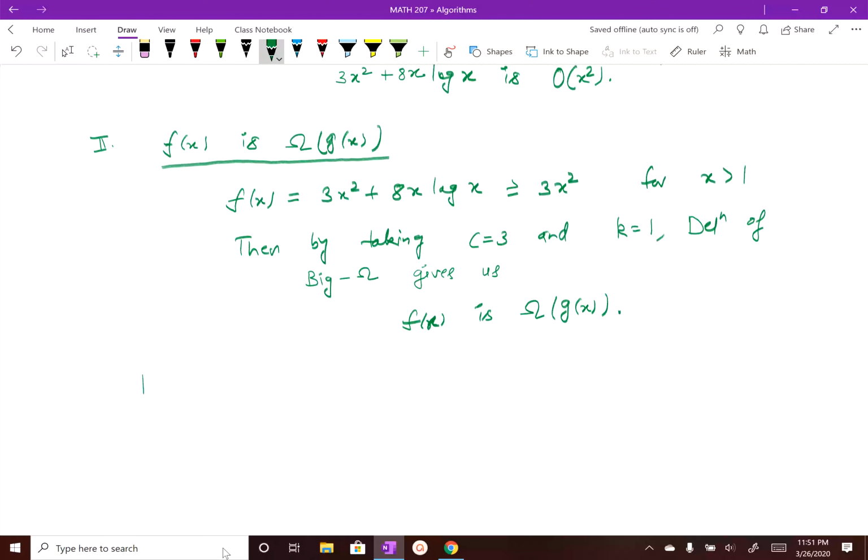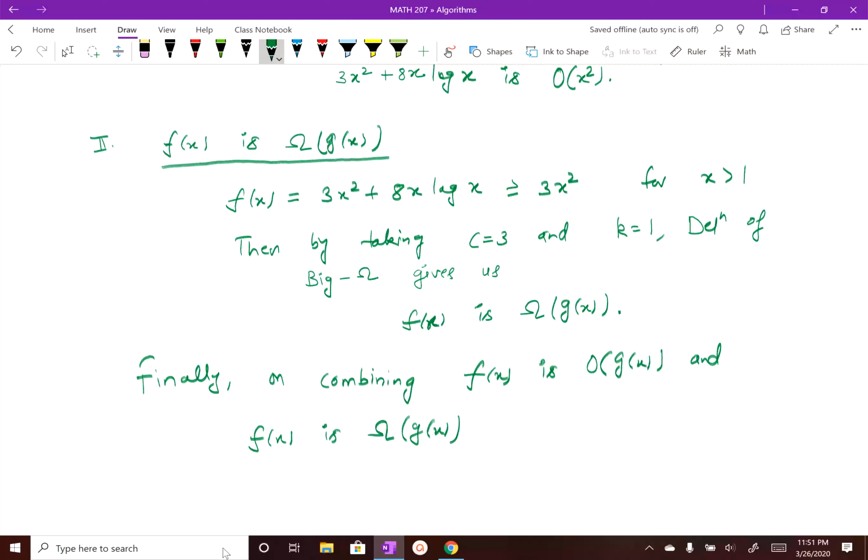Then finally we write, on combining f of x is big O of g of x and f of x is big omega of g of x, we get f of x is big theta of g of x. And that's the proof of this example.